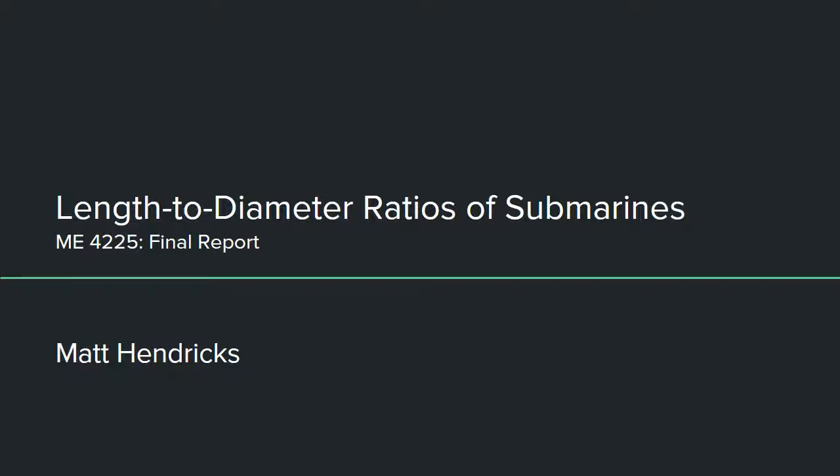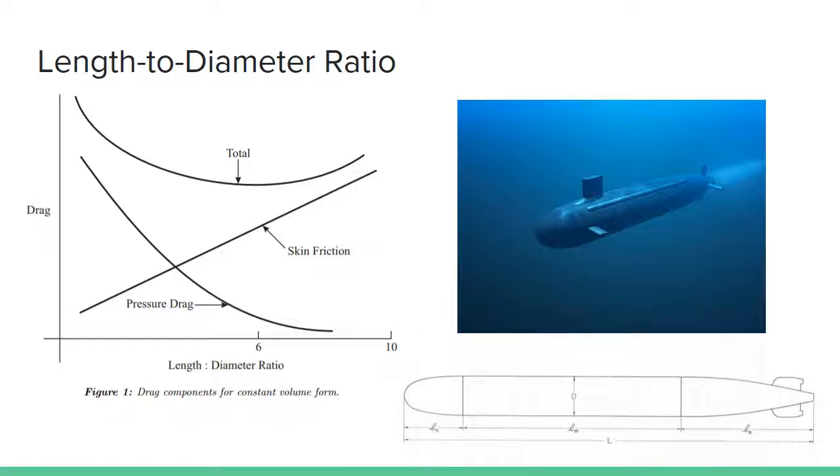My final report focused on understanding if I could model the effects of changing the length-to-diameter ratio, or L/D ratio, of a simple submarine hull shape. As you would expect by its name, the length-to-diameter ratio of a submarine is the ratio of the fore-aft length of the submarine to the hull diameter.